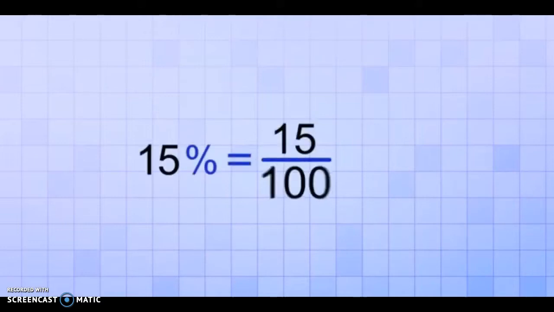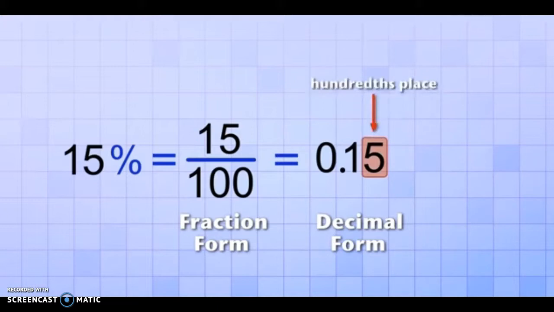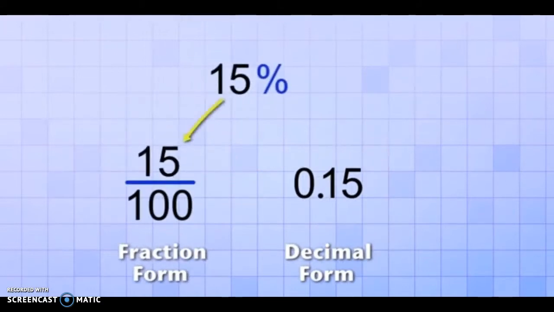For example, we know that 15% is just 15 over 100, right? That's its fraction form. But it also has the decimal form, 0.15, because this is the hundredths place, and 0.15 means 15 hundredths. So, we can rewrite 15% as a fraction, 15 over 100, or as a decimal, 0.15. And now that you know why we can easily convert a percentage to a decimal, let me show you a really simple trick for doing it.